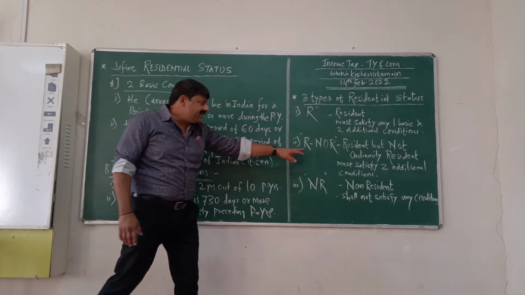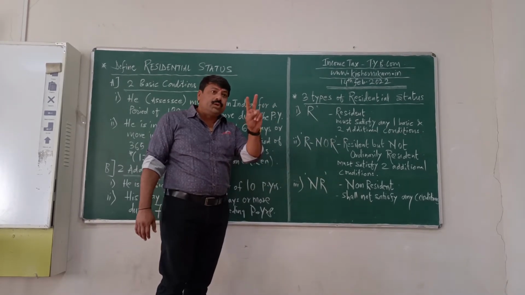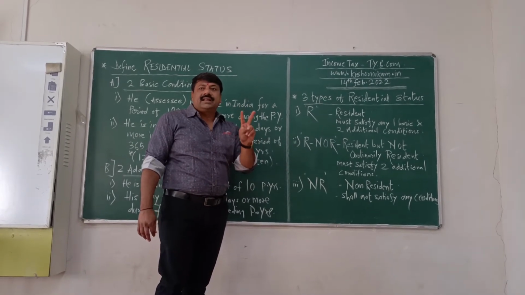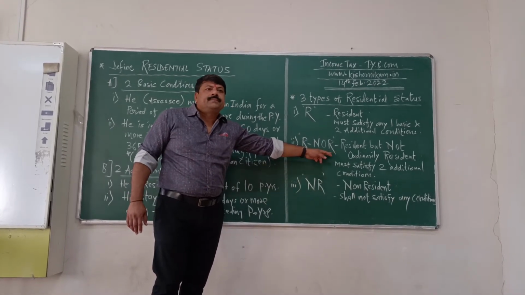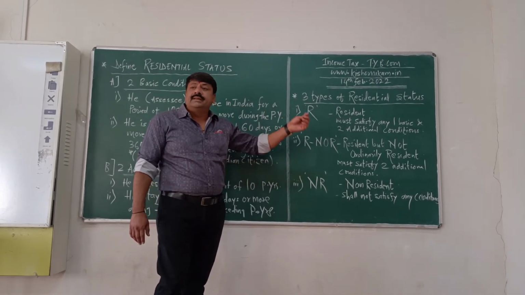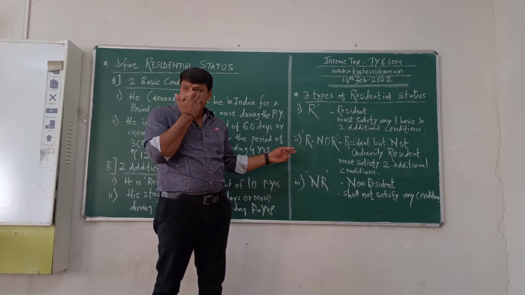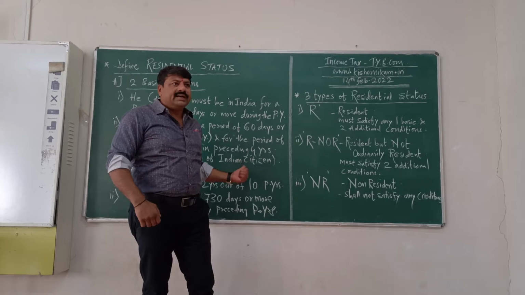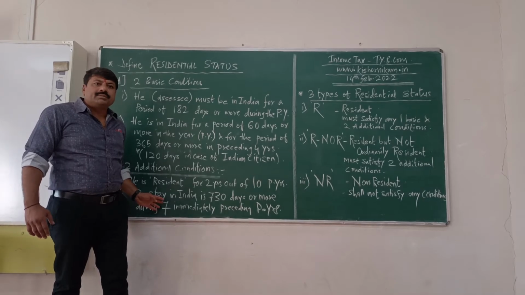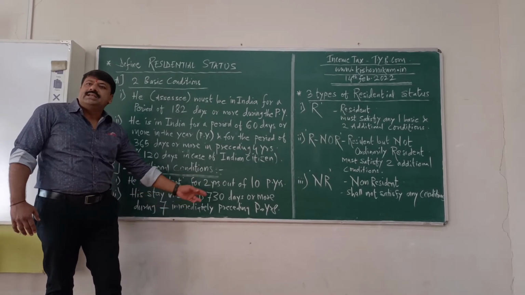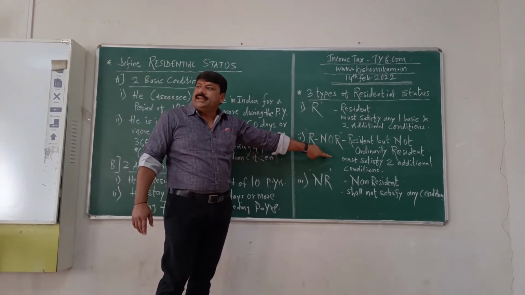Okay. Second is resident but not ordinarily resident. He has to satisfy the 2 additional conditions. Is that clear? He will satisfy none of the basic conditions but the 2 additional conditions he will have to satisfy. People of Indian origin who have gone outside India for the purpose of employment come under this category. They may satisfy the 2 additional conditions: resident for 2 out of 10 years and minimum period of stay in India of 730 days during the 7 immediately preceding previous years. So the 2 additional conditions a not ordinarily resident has to satisfy.